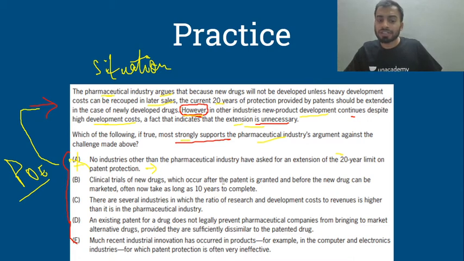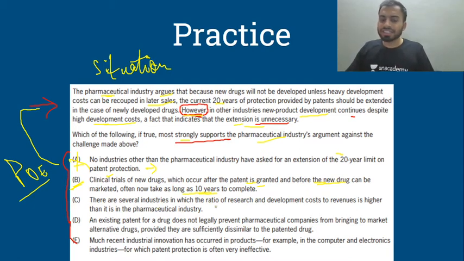B. Clinical trials of new drugs, which occur after the patent is granted and before the new drug can be marketed, often now take as long as 10 years to complete. So what are they trying to tell us? They're telling us that clinical trials actually take 10 years to complete. So we are losing out on 10 years. So do give us that extension. We are not able to utilize 20 years to the fullest because 10 years go into setting up those trials. So this is making logical sense to me, and I'll put this on the back burner and read through the other options.